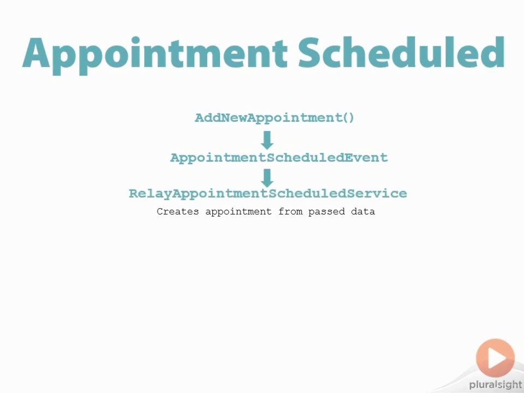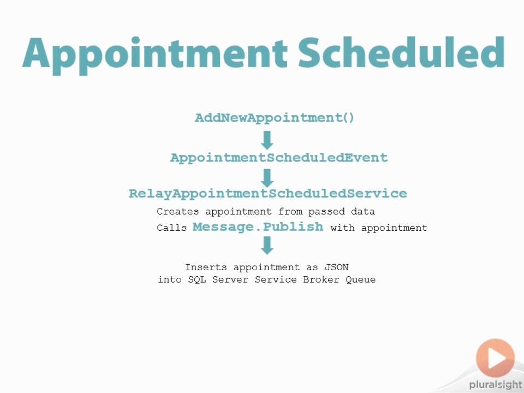Then it calls into our messaging logic and its publish method along with its appointment. And what publish does is talks to our message queue, which happens to be SQL Server Service Broker. And it takes that appointment, formats it as JSON, and inserts it into the queue.